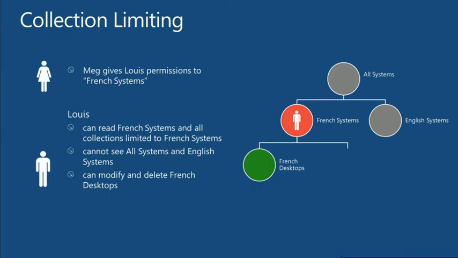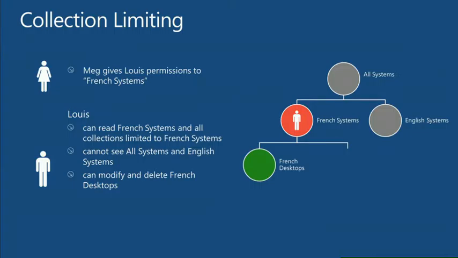So just to back up, as I go and create these collections, Meg's the full admin. She would have all systems, and she'd create French systems, and she'd probably be the one with modify access. She's going to give read access to Louis to go and see French systems. From that point on, he could modify everything below it. So for French desktops, he's actually got modify permissions there.